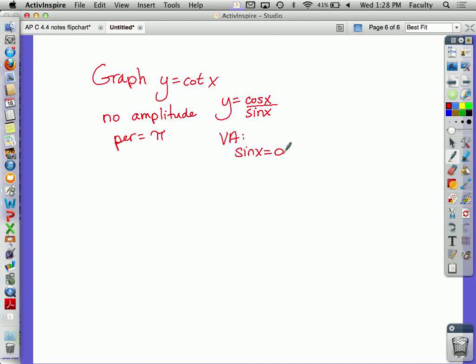So you want to look at your little circle that we drew. And from 0 to 2 pi, where is sine x equal to 0? Also at 0, right? 0, pi, and 2 pi. So those are going to be my vertical asymptotes. So I'm going to follow the same procedure. You make 4 tick marks to the right and label it the period length.